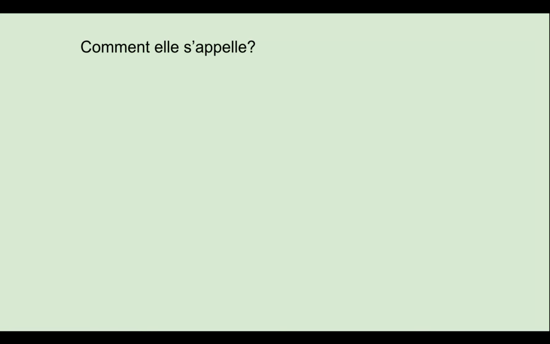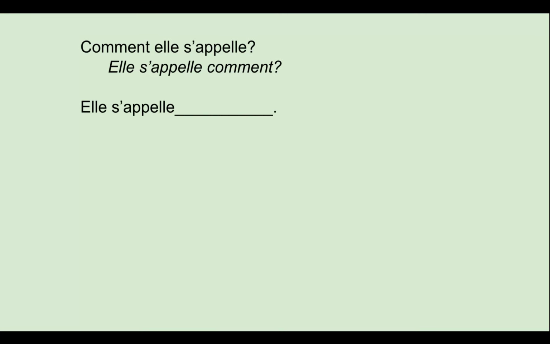Sometimes we want to ask somebody else's name. So if we want to say, what is her name? We say, comment elle s'appelle? A variation, elle s'appelle comment? The answer to that question, elle s'appelle, and then her name.